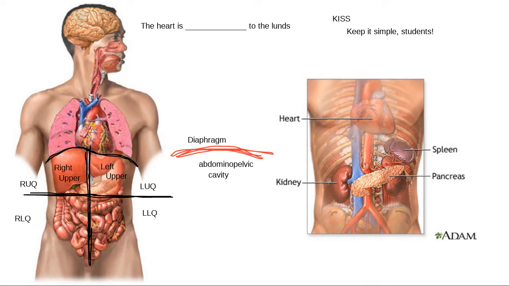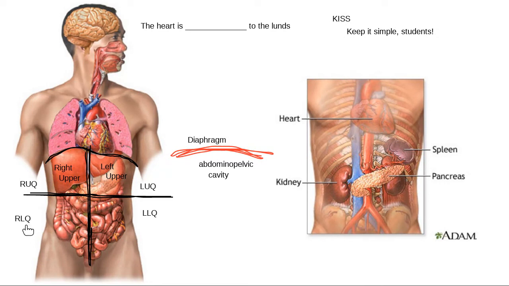The reason it's important for us to learn these quadrants is because if you go to the hospital and you say, I have left upper quadrant pain, they're going to treat that differently than if you go in and say you've got right upper quadrant pain. There are different organs that live in the left upper quadrant compared to the right upper quadrant. And hey, if you go in complaining about right lower quadrant pain, you could be headed to the ER.